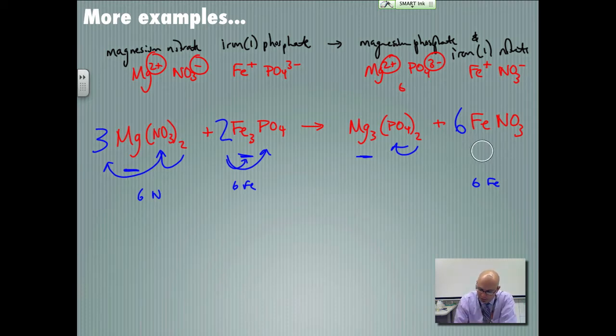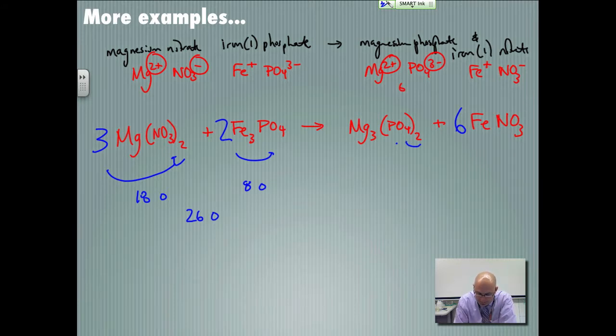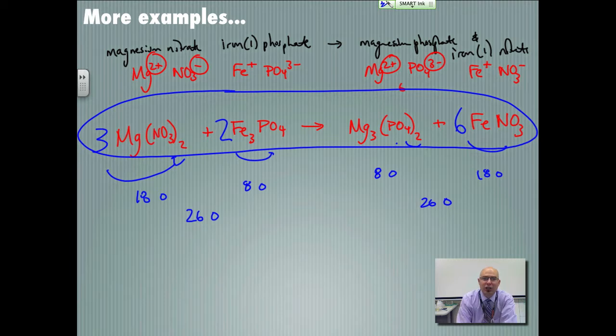And let me erase all this mess and take a look at my oxygens. I'd be willing to bet that my oxygens are good. I have 6 times 3 is 18 O's here. I have another 8 O's there because it gets distributed, so that's 26 O's. And here I have 8 O's, and I have 18 more, so that's 26 O's. So notice that the O's are okay, and there would be that correct balanced equation. All right. Let me do one more real quick.